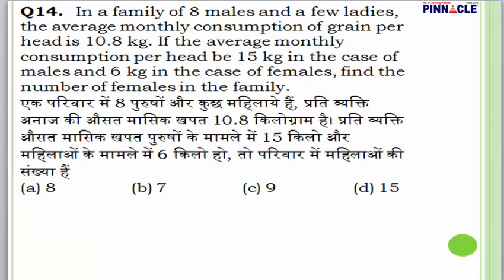Question number 14. In a family of 8 males and a few ladies, the average monthly consumption of grain per head is 10.8. If the average monthly consumption per head is 15 kg in case of males and 6 kg in case of females, find the number of females in the family. Here the average is 10.8, the male consumption per head is 15, and in case of female it is 6. So through allegation we can find the difference here would be 4.2, and here the difference is 4.8.